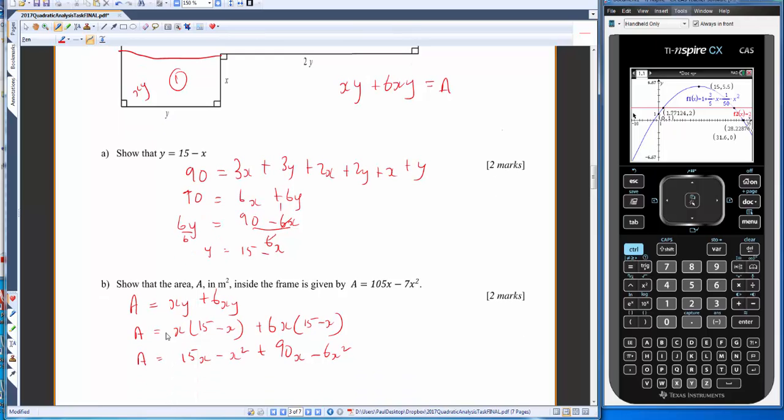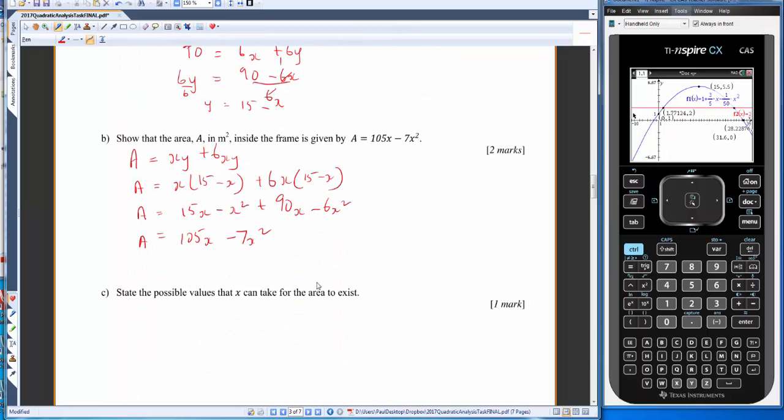Alright, so let's collect up our like terms. Area equals, now we've got 15x plus 90x equals 105x. Ooh, this is looking good. Negative x squared, subtract another 6x squared is negative 7x squared. Done. Alright, state the possible values that x can take for the area to exist.